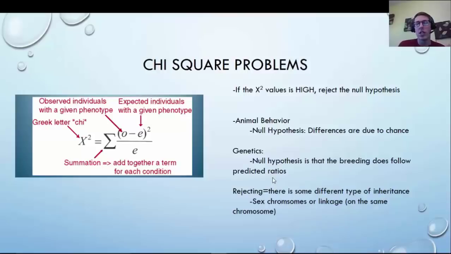So if it's very close to the 9 to 3 to 3 to 1 ratio, if it is close to 75-25 in a traditional just heterozygous cross, or a double cross.